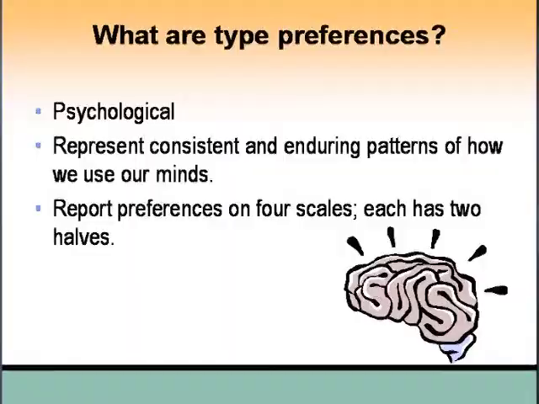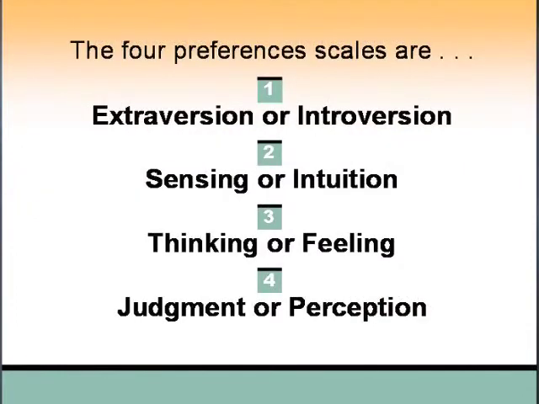And the way that we do the Myers-Briggs is that it's reported on 4 scales, each with 2 halves. And I'll spend considerable time talking about each half and each scale as we go through. The 4 preference scales are extroversion or introversion, sensing or intuition, thinking and feeling, and judging or perception.